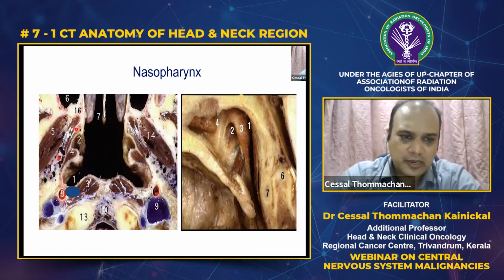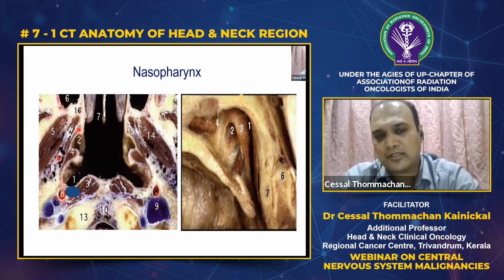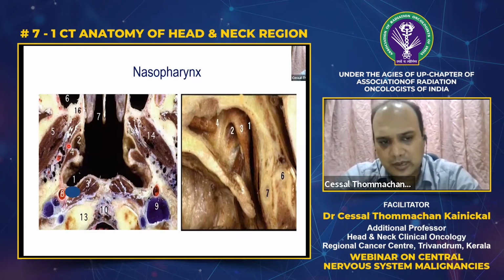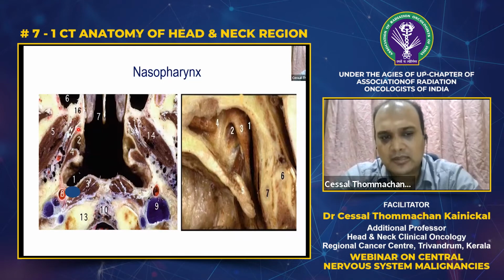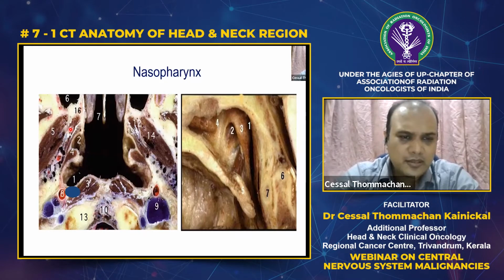All the muscles of the soft palate are innervated by the vagus nerve through the pharyngeal plexus. But the tensor veli palatini muscle is supplied by the nerve to the medial pterygoid, which is a division of the mandibular nerve. This is the medial pterygoid muscle. This is the lateral pterygoid muscle.